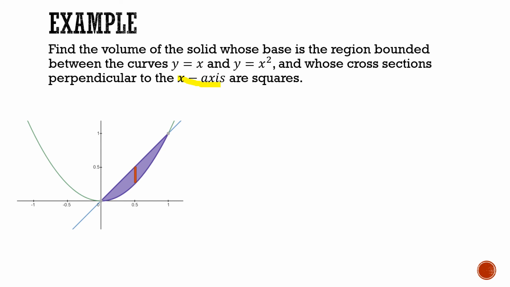And so when I do my problem, just like when we did area, we want to compute top minus bottom to figure out what our base is. And so we're going to integrate from 0 to 1 because that's the bounds from left to right on the x-axis of top, which was x, that's my linear function, minus bottom, which was x squared, squared. And again, we're squaring it because our cross sections are squares.